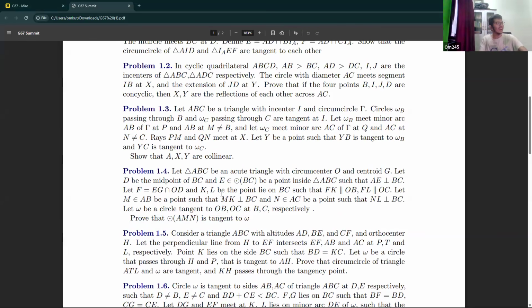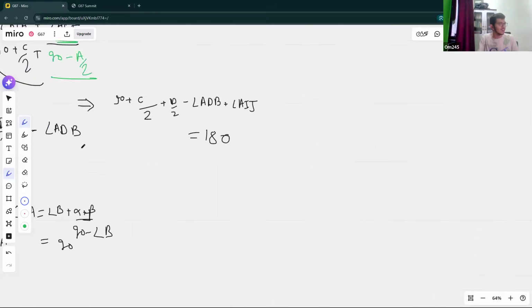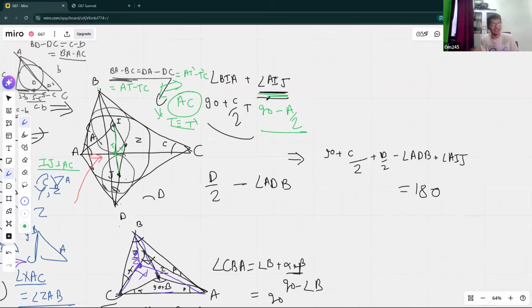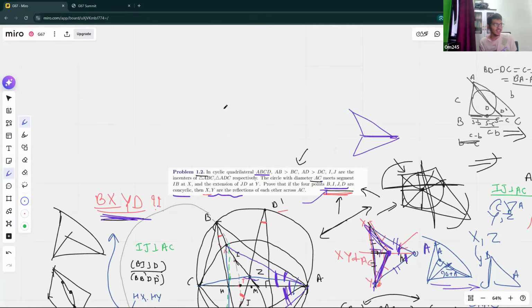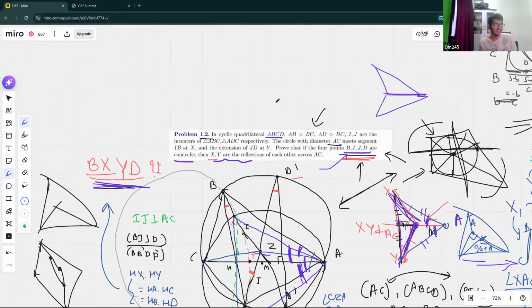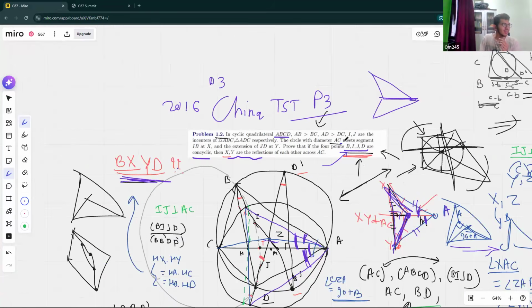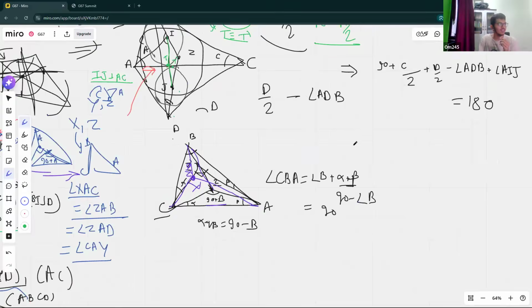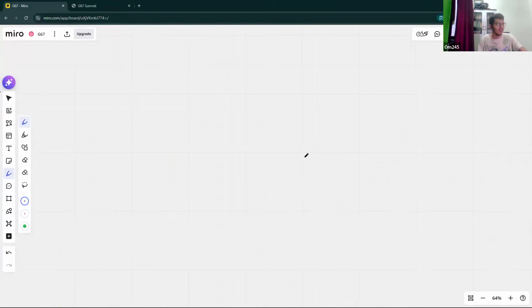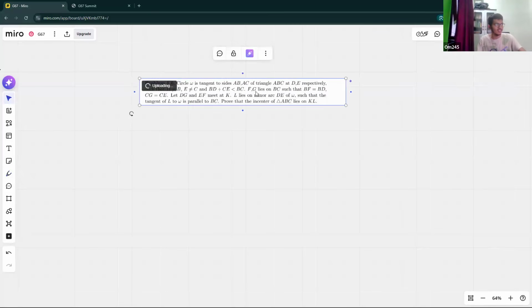Okay, I will just reveal the source. We began with this China TST 2016, day 3, I guess, or P3. Yeah, so this was P3, and so we will move on to an easier problem.